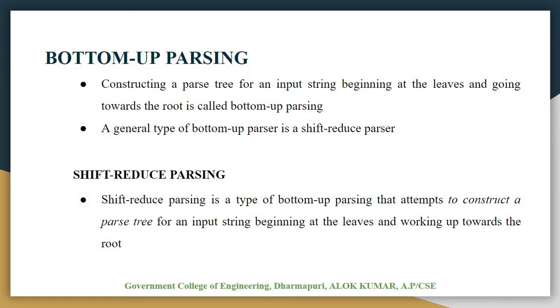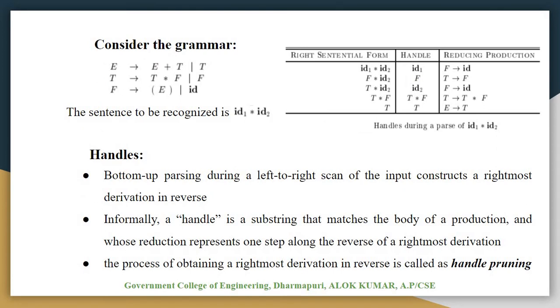We will see with the help of one example how we construct a parse tree in shift reduce parsing, starting from the leaves and going up to the root. You can see here this is the grammar. Suppose these are the production rules: E generates E plus T, E generates T, T generates T into F, T generates F, F generates opening parenthesis E closing parenthesis, and F generates ID.